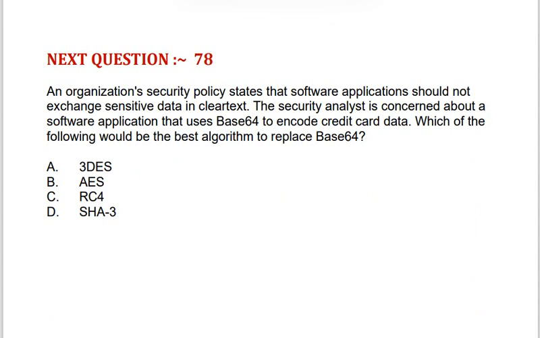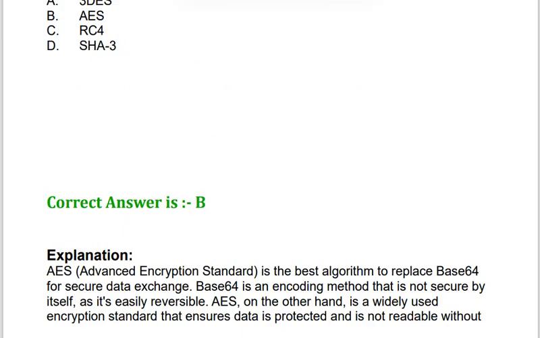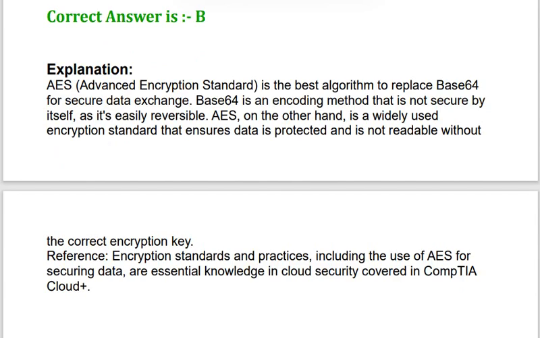Question is, an organization's security policy states that software applications should not exchange sensitive data in clear text. The security analyst is concerned about a software application that uses base64 to encode credit card data. Which of the following would be the best algorithm to replace base64? Option A, 3DES. Option B, AES. Option C, RC4. Option D, SHA3. Correct answer is option B.